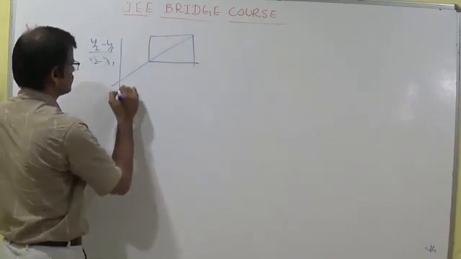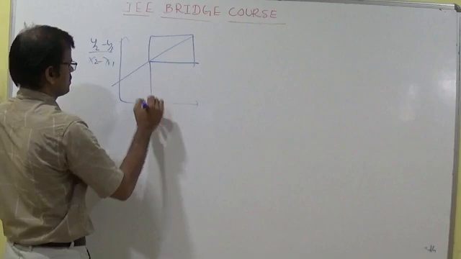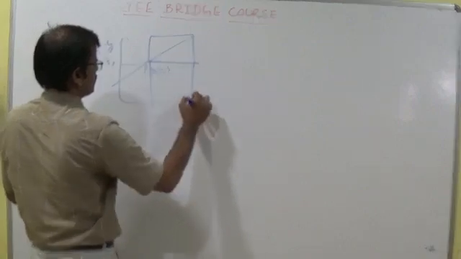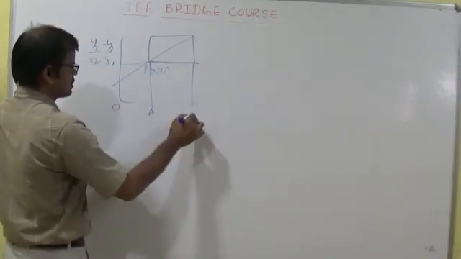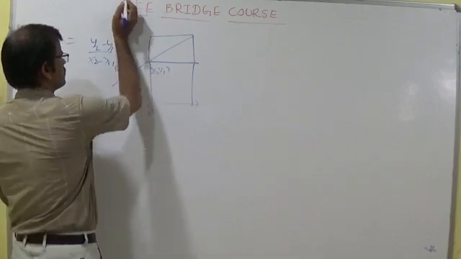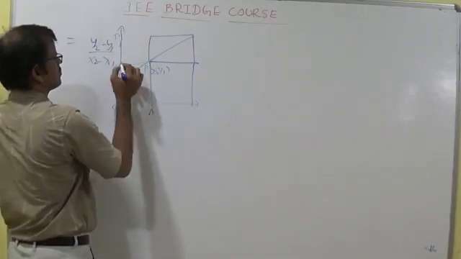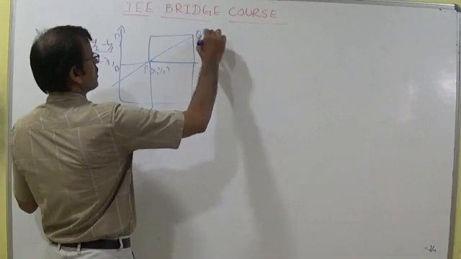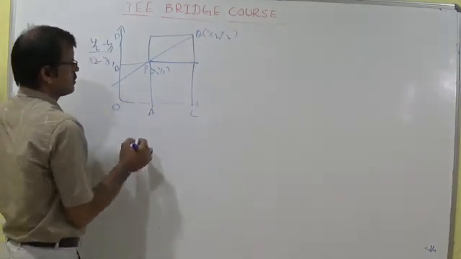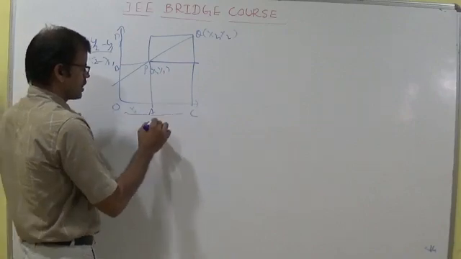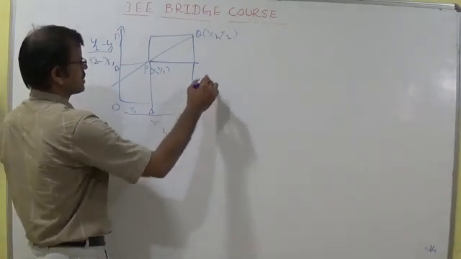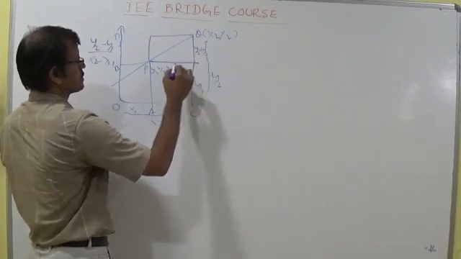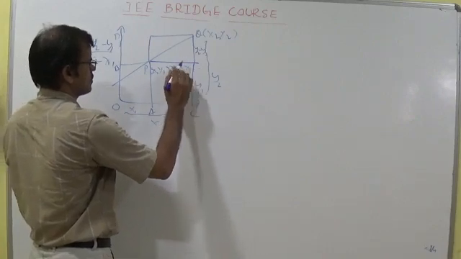This is the point P, (x1, y1). Here I put A, this is O the origin, and this is B, this is D and this is C. Here P is (x1, y1) and Q is (x2, y2). This is the value x1 and the total distance is x2, and this is y1 and the total distance is y2. So it is y2 minus y1 and x2 minus x1.